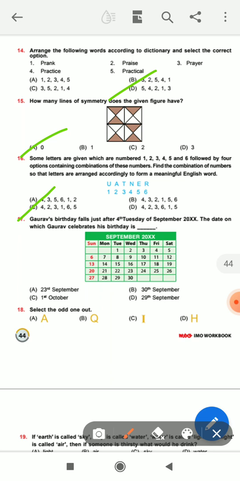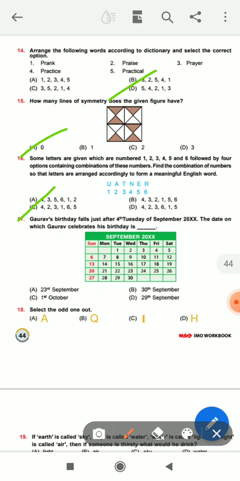4, 2, 3, 1, 6, 5. Okay, first 4. 4 is N, 2 is A, 3 is T, U is 1, R is 6, E is 5. So nature is the correct answer. Option C is the correct answer. Okay. Next question number 17.